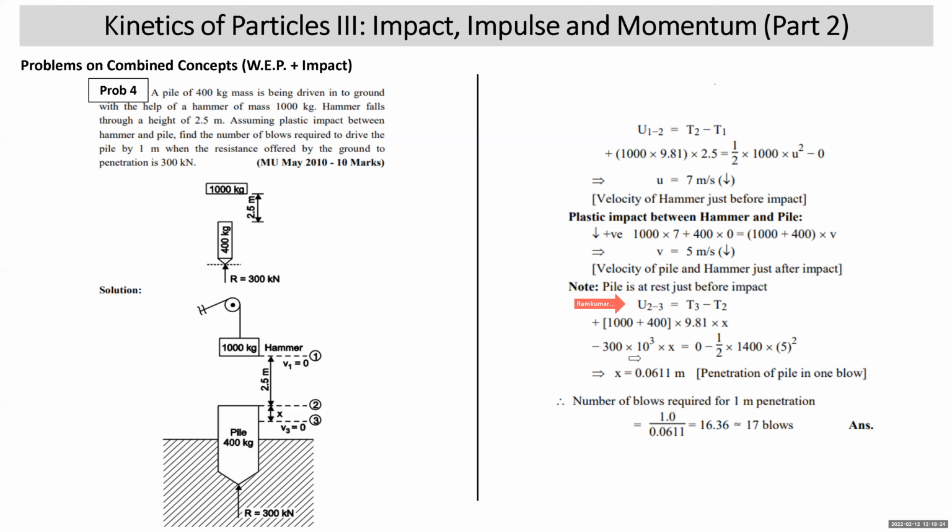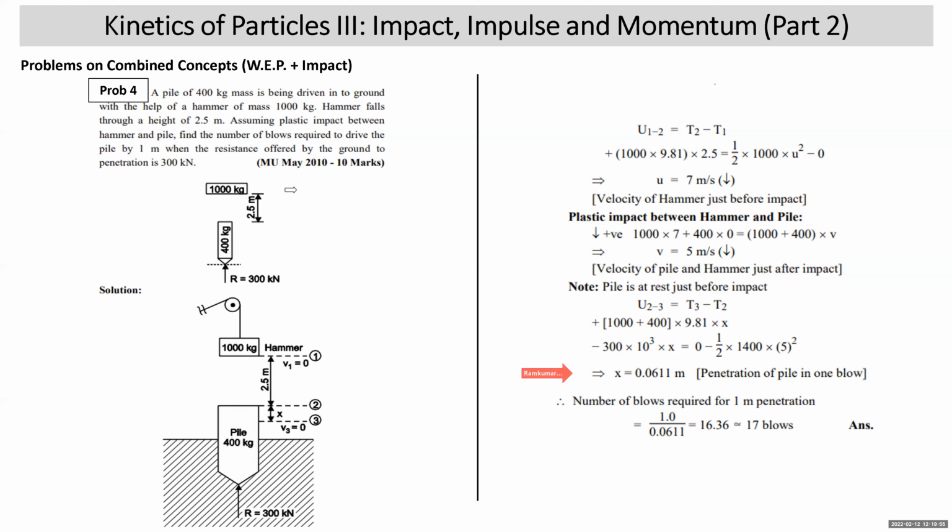I have to convert into Newton: 300 into 10 raised to 3 into X. The weight of the pile and hammer will do positive work as weight will act downward. Ground resistance will be acting upward, in the direction opposite to that of displacement, so it will do negative work, is equal to T3. The entire system comes to rest in position 3. T2 is half into the total mass of the system, 1000 plus 400, into V, where V is 5. So this way you get the penetration of the pile in one blow, 0.0611.